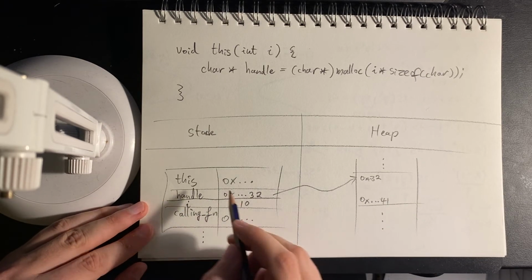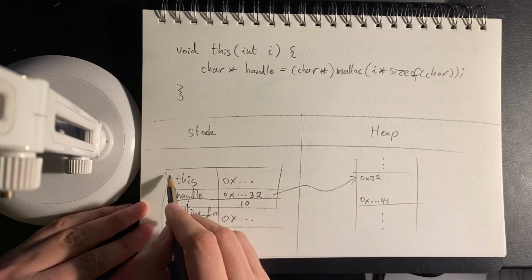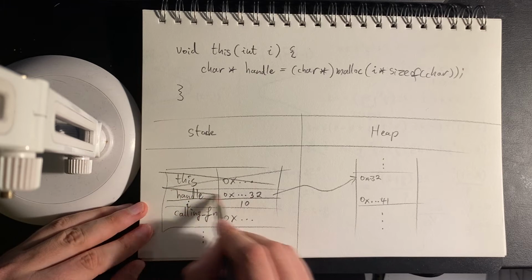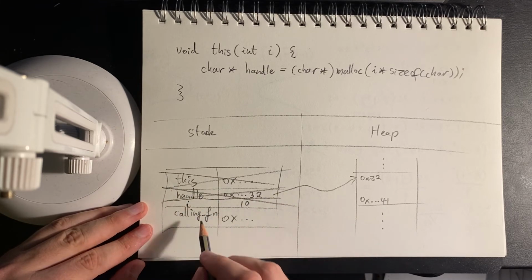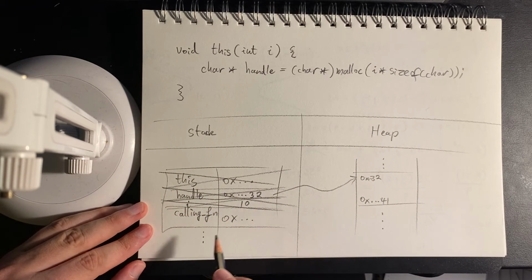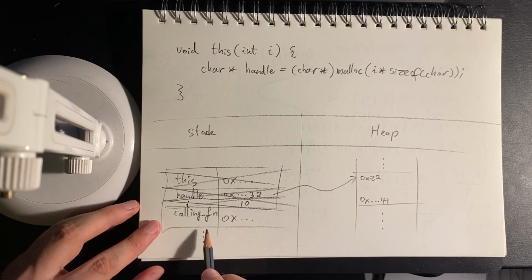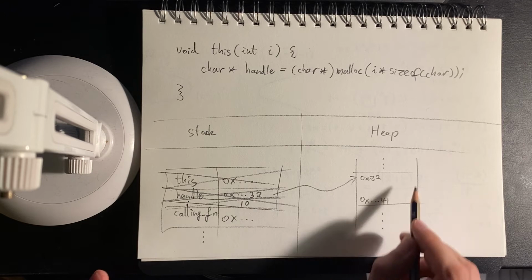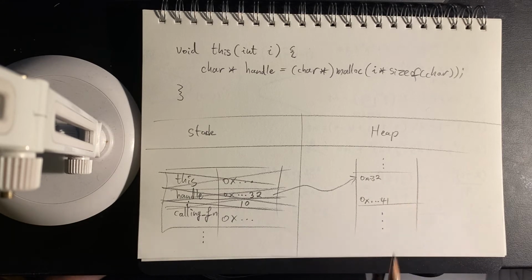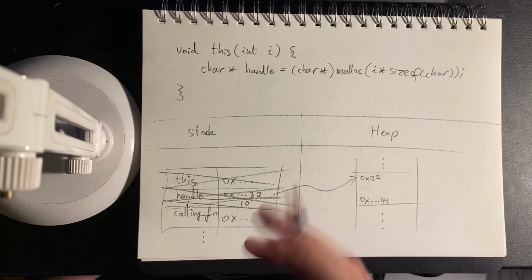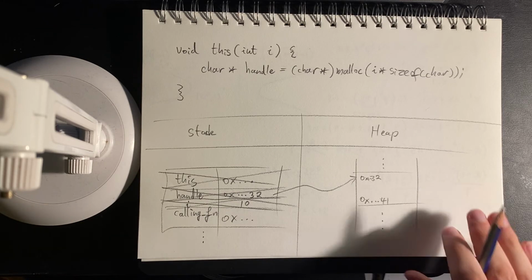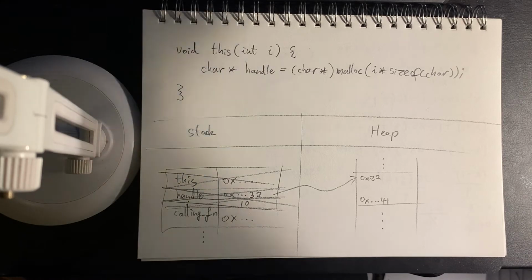Now, when this ends, these variables are popped from the stack. So this is now meaningless. Handle is now meaningless. I is now meaningless. And we return to whatever we were doing in the calling function. There's an issue though. This allocated memory has not been freed. The computer has simply forgotten where it was. Whoops.